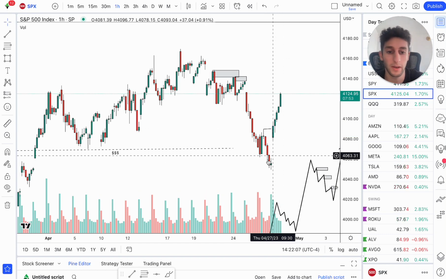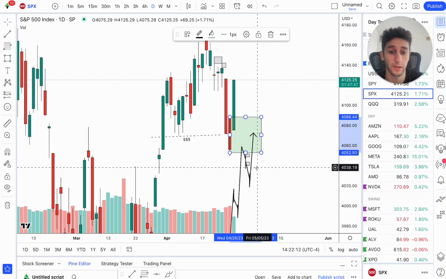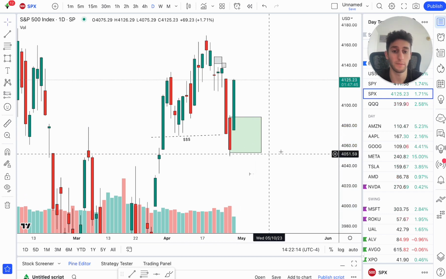Now, this demand zone, it'd probably be a daily demand zone. Yeah, this daily demand zone, I'm going to look for longs here, okay? Price is in an uptrend. This is like real time.